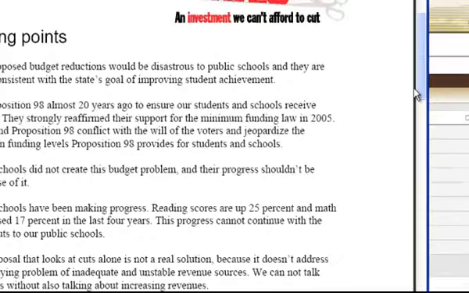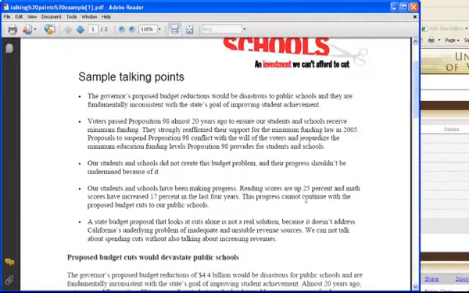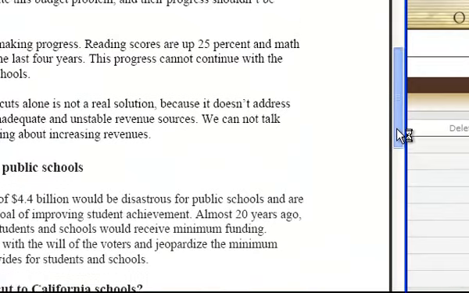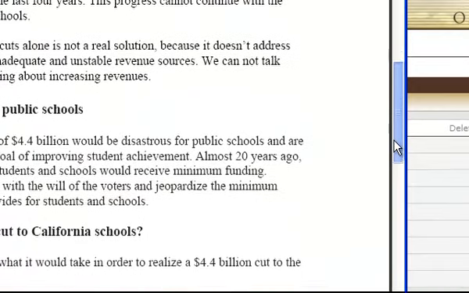And so you can see that they have specific things like our students in schools have been making progress. Reading scores are up 25%, and math scores have increased 17% in the last 4 years. Okay, so because this is an academic paper, I will ask that you provide citations for those, but you can see that they didn't provide citations, which I don't think is good practice, because people want to know where you get your information from.